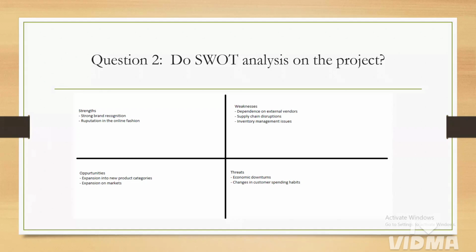So these four are the analysis that we will be doing as a business analyst. The strengths and weaknesses come under the internal, and the opportunities and threats come under the external. Okay, in this way, based on your project and your case study, you need to write down this SWOT analysis.